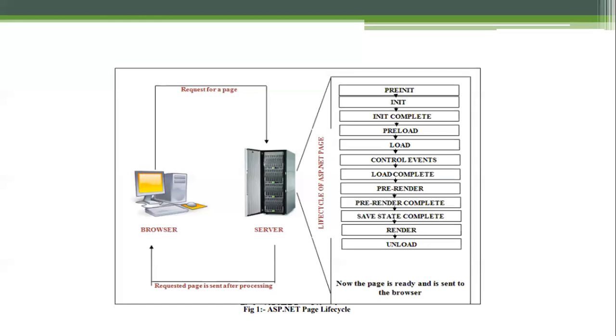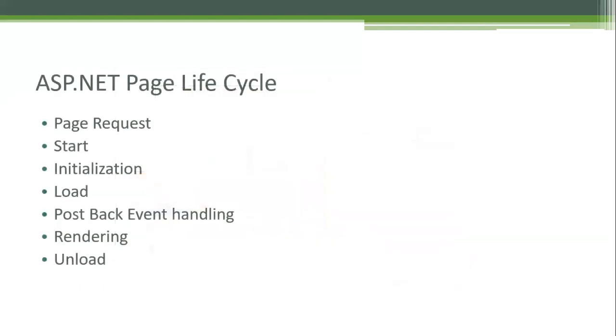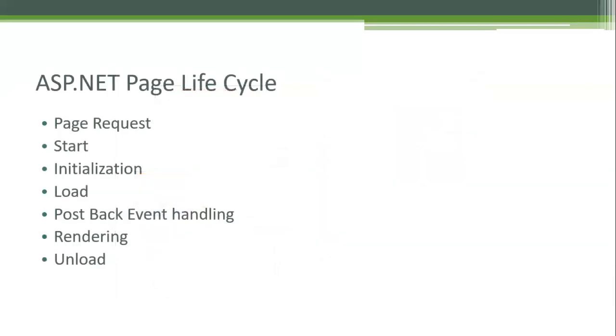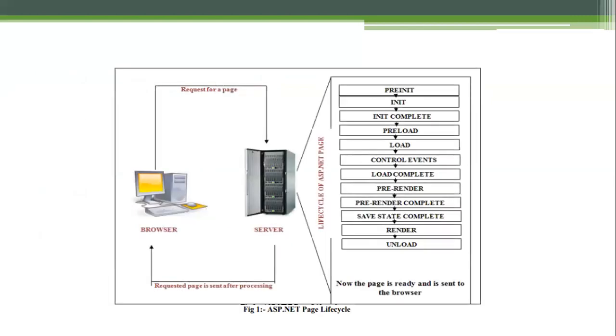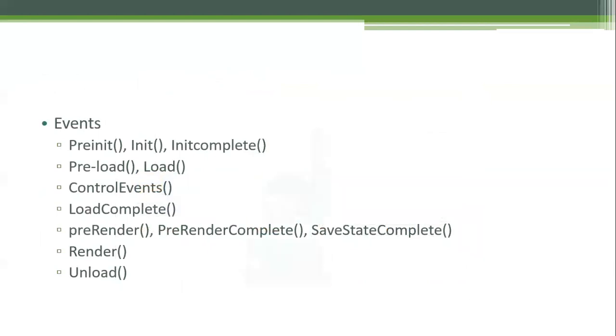So these are the different life cycle events. When we make a request, until it delivers the response, a page undergoes different stages. Those are called life cycle stages. There are events associated with each stage, like pre-init, init complete for initialization, start and page request, load complete related to the load stage, pre-render complete, save state complete, render related to the render stage, like that.